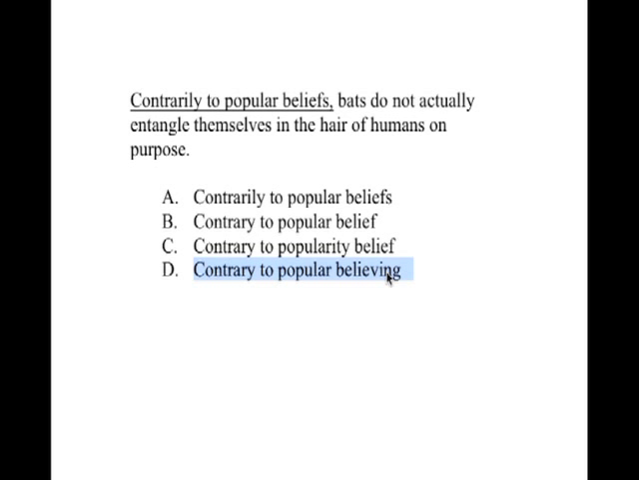Now, this one changes the tense from present to future. "Believing" would be future tense. And that's why B here is our correct answer, because it has belief spelled singular, and that's the one we want. And we can put this into the sentence: contrary to popular belief, bats do not actually entangle themselves in the hair of humans on purpose. Now, of course, saying this together, we can tell that B is our answer.